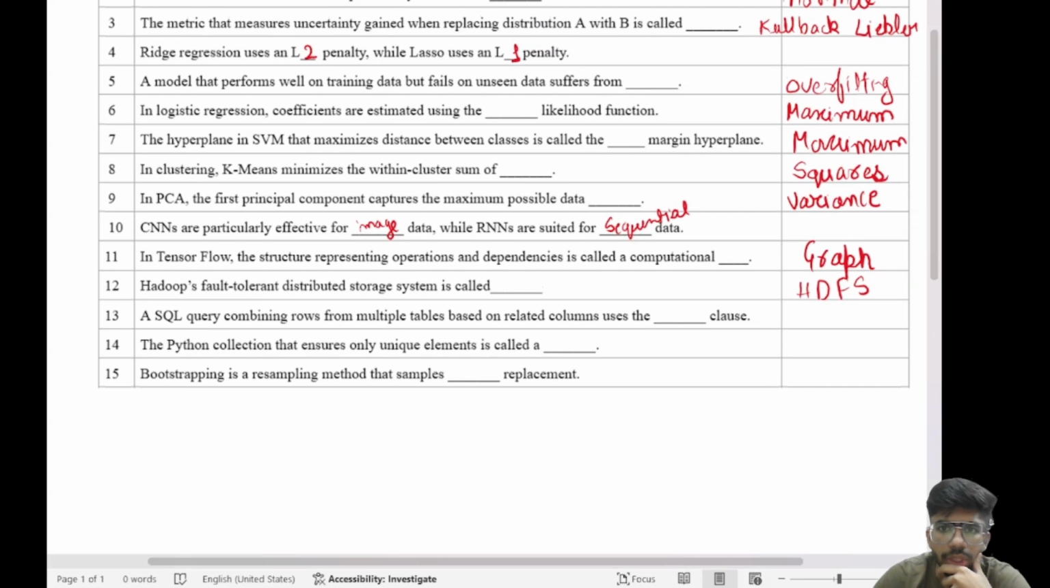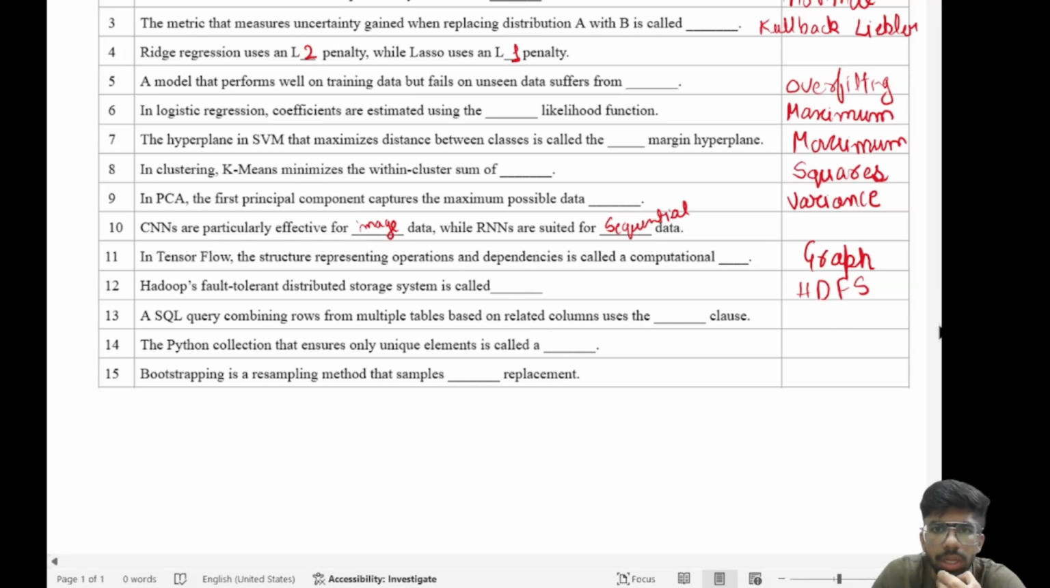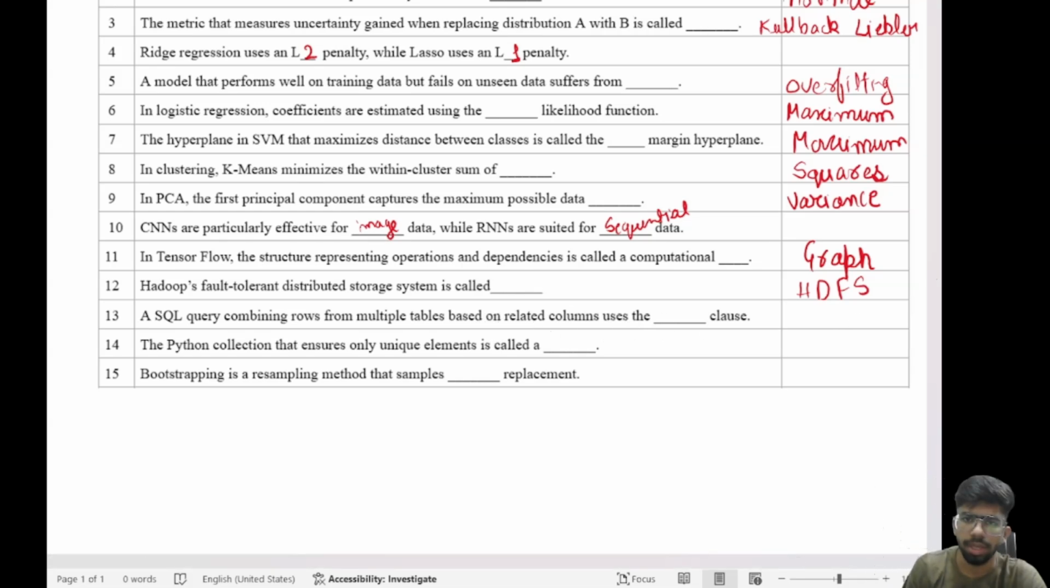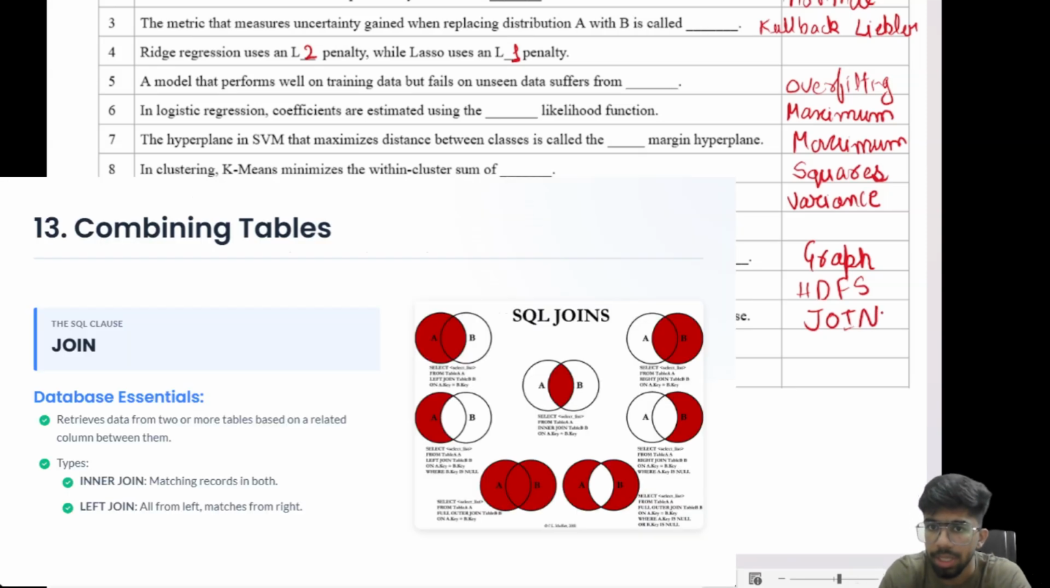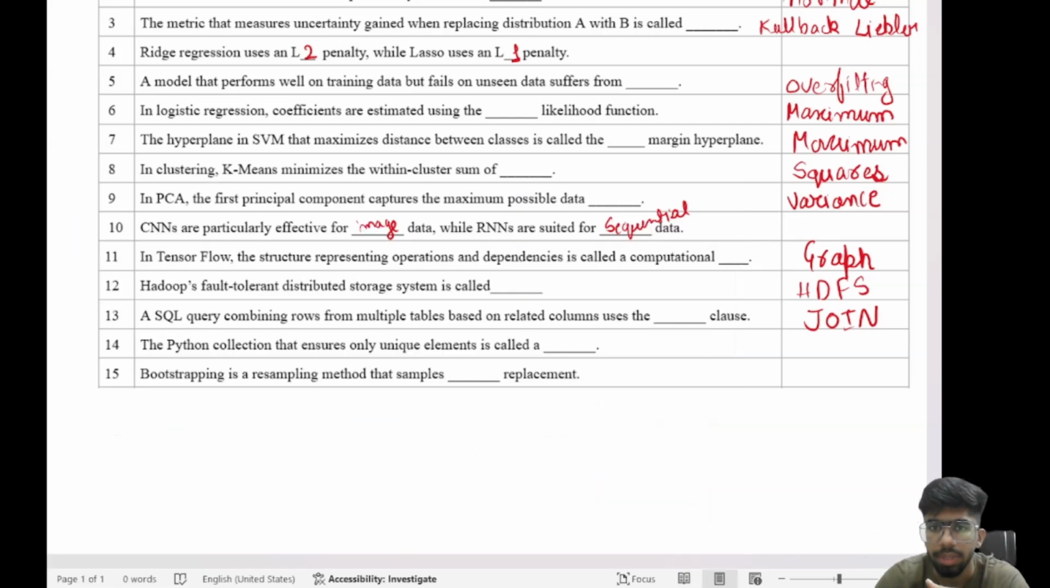So, next question. The SQL query combining rows from multiple tables on related columns uses the dash clause. It uses the JOIN clause. So, JOIN allows us to combine data from different tables using relationships, typically based on primary keys and foreign keys. Its types include inner join, left join, right join, and full join. Joins are essential for relational database queries.